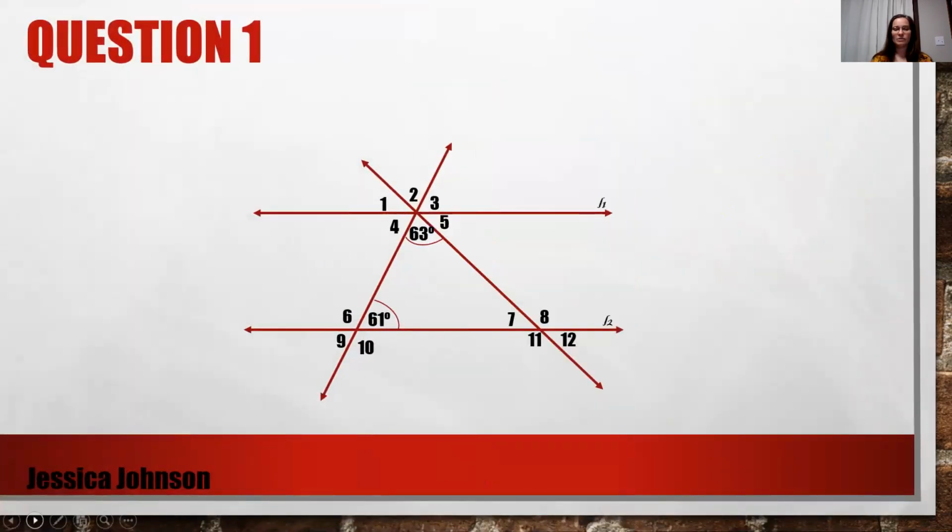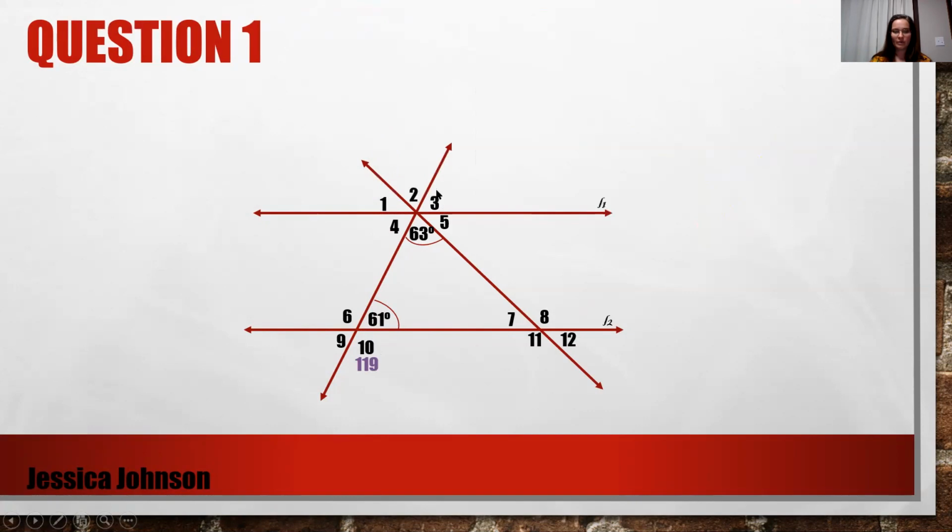I need to look for corresponding or similar angles and supplementary angles. There's not any complementary angles in this because there isn't any angle that equals 90 degrees. I'm going to start with angle 10 right here. Take 180 minus 60 to figure out angle 10. The reason why we do this is because 61 degrees and 10 are supplementary angles following along this line. Angle 10 is equal to 119 degrees.